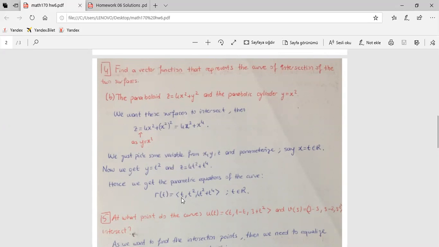which is this r of t, where the first component of this function is t, as we said, x equals t, and the second one is t squared from this, and the third one is this. So this is the vector function which represents the intersection of the given two surfaces.